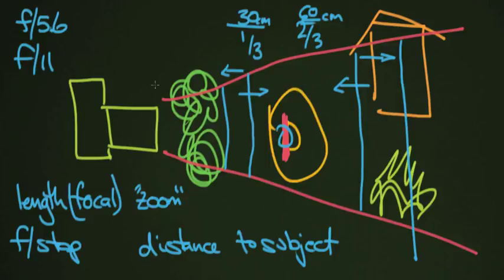So f5.6 looks totally different when the subject is 3 meters away from you as compared to them being 30 centimeters away from you. When they're 30 centimeters away from you, you're going to have a really, really razor-thin field of focus, so it's going to be very shallow. And if they're farther away, you're going to see more and more things in focus. So just another important note.